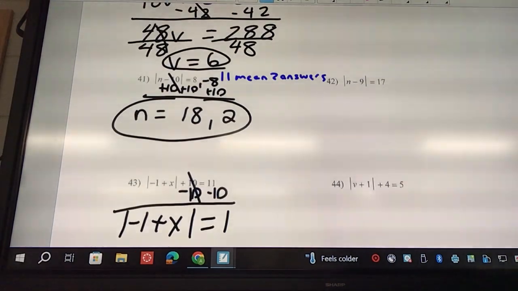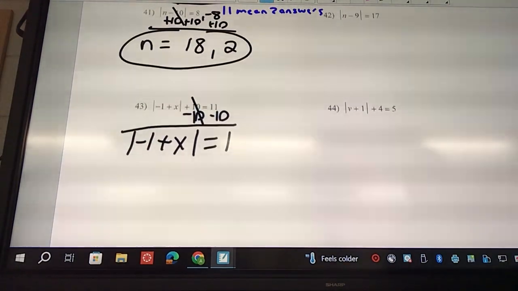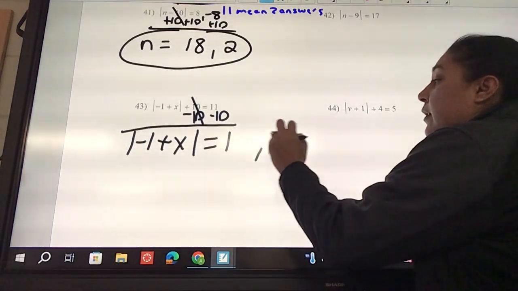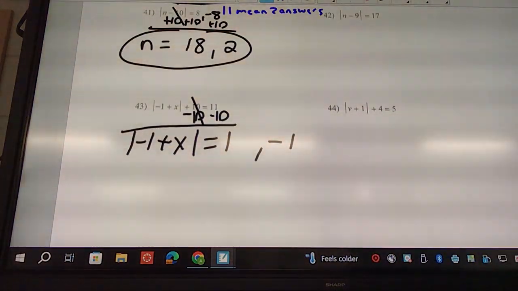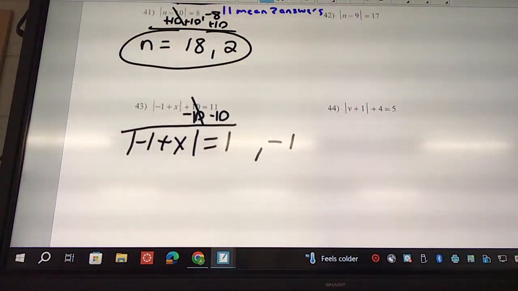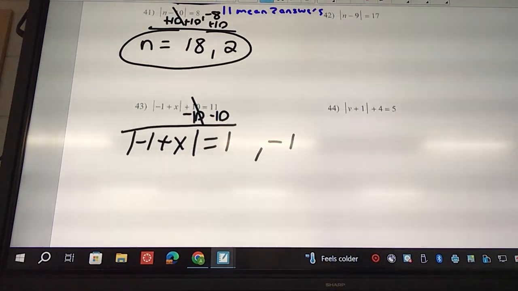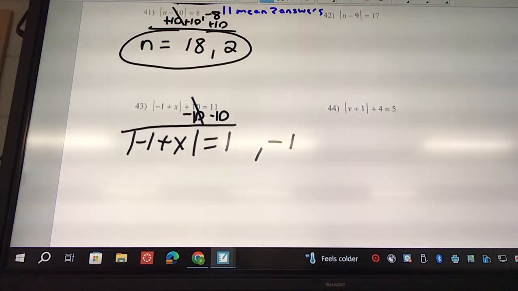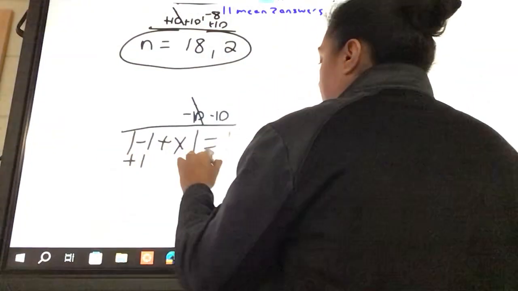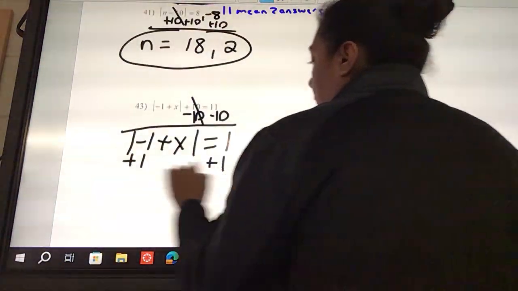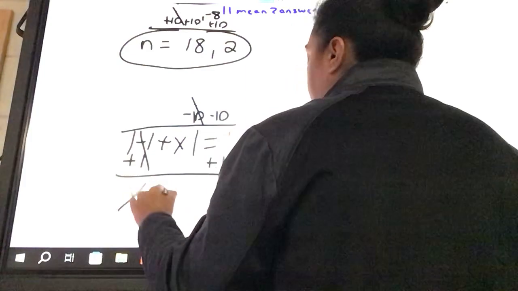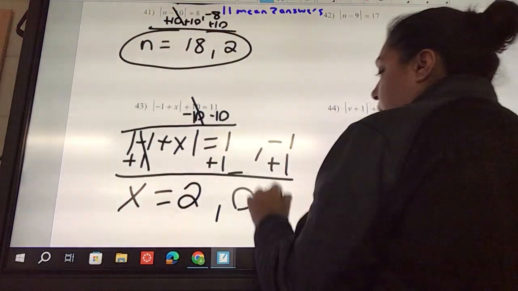Okay, now is there stuff on the outside of the bars? No. So now we can say comma, make it a -1. Okay, now if we look on the inside of the bars, what needs done? Add 1 to both pieces. Okay, so I got x equals 2 and 0.